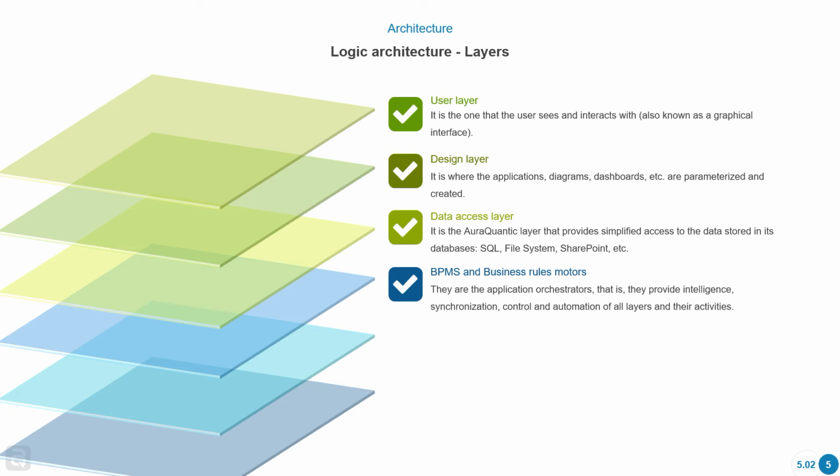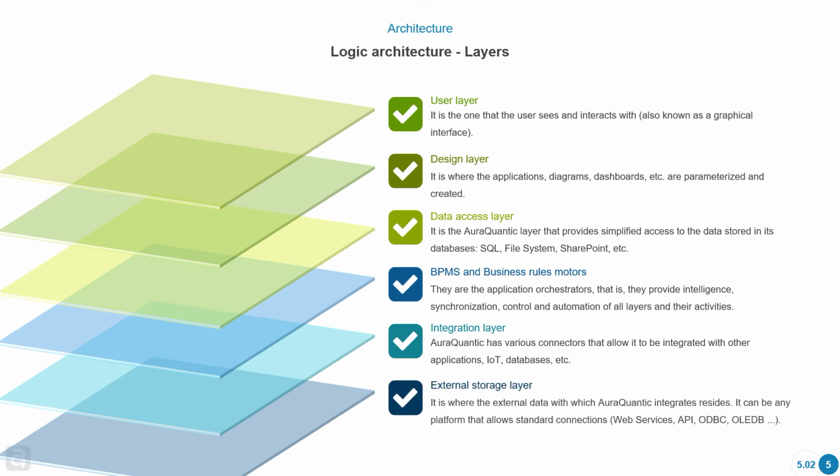The BPMN and business rules motors are the application orchestrators, that is, they provide intelligence, synchronization, control, and automation of all layers and their activities. The integration layer: Aura Quantic has various connectors that allow it to be integrated with other applications, databases, etc. And the external storage layer is where the external data with which Aura Quantic integrates resides. It can be any platform that allows standard connections: web services, API, ODBC, etc.